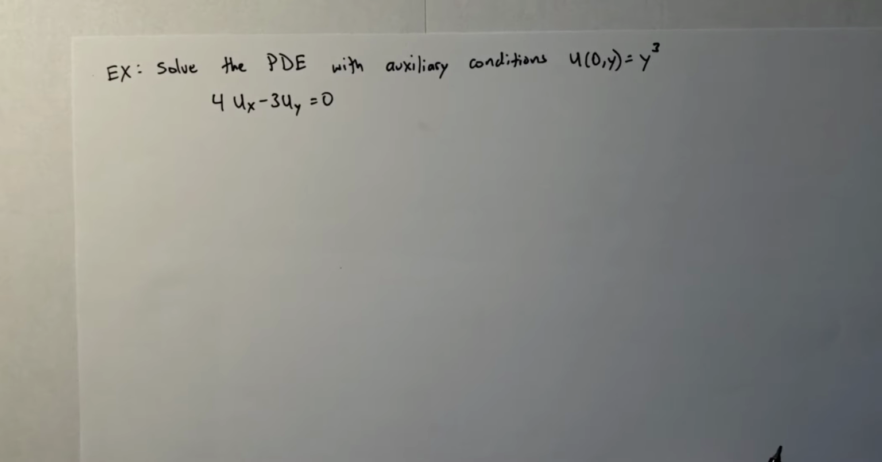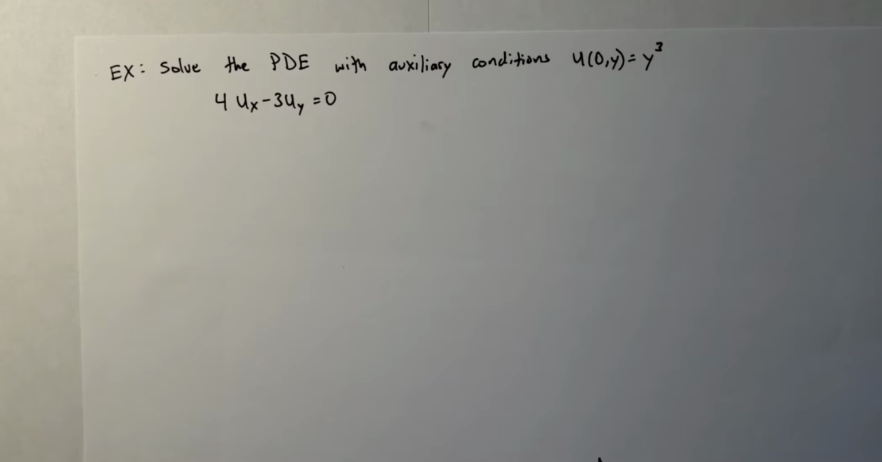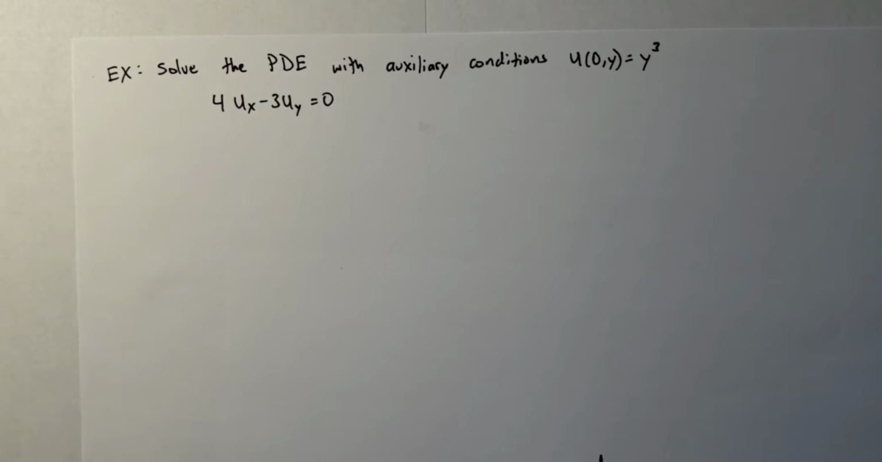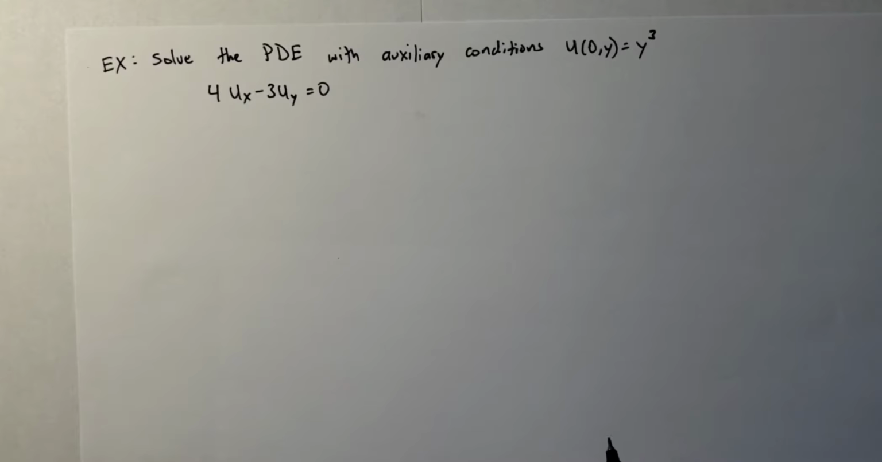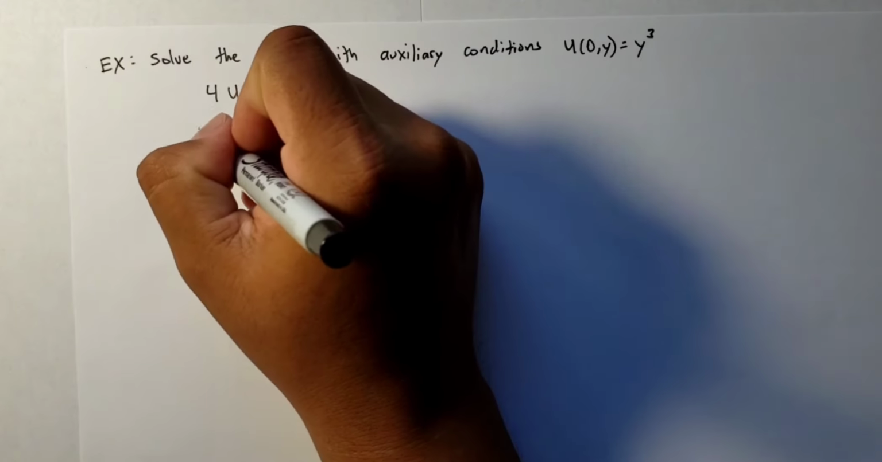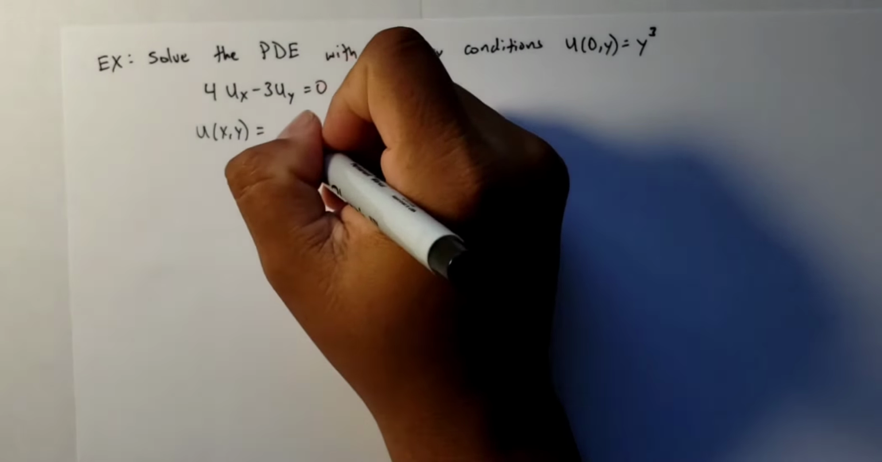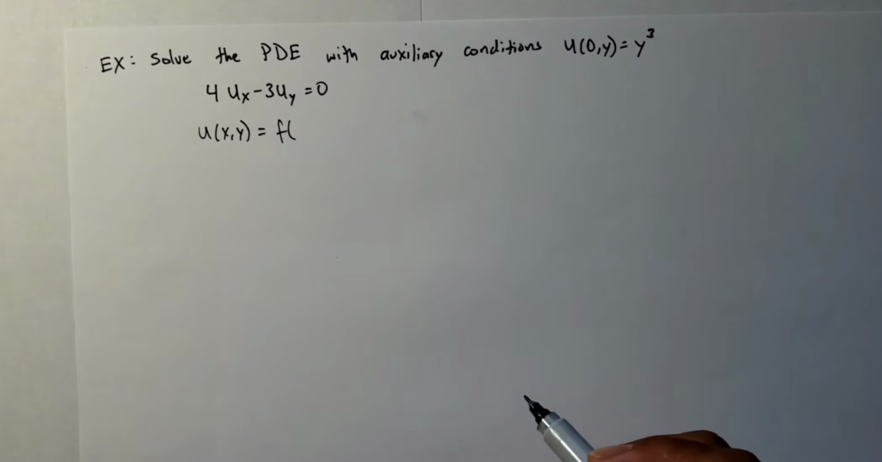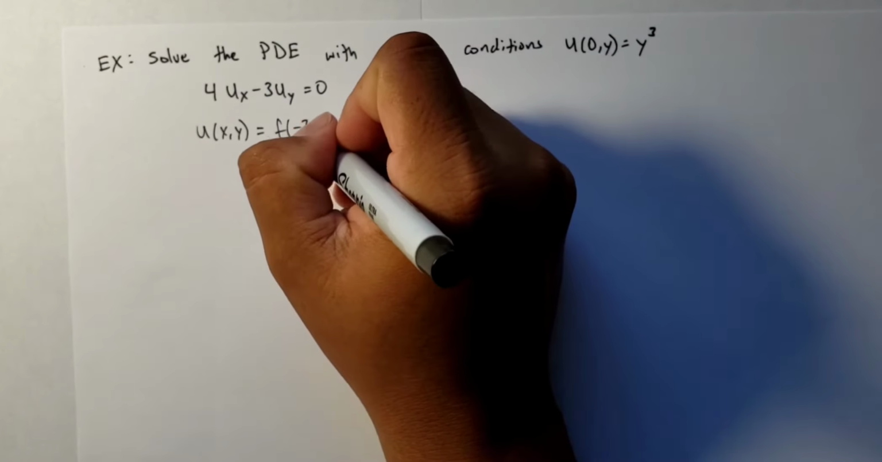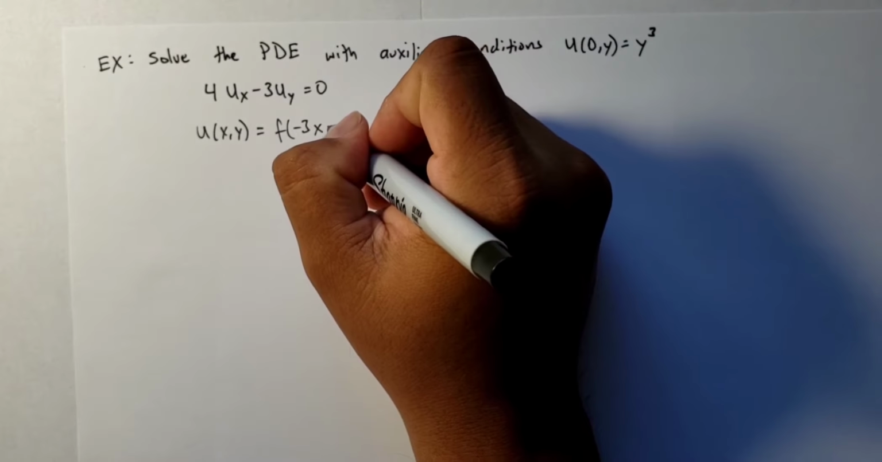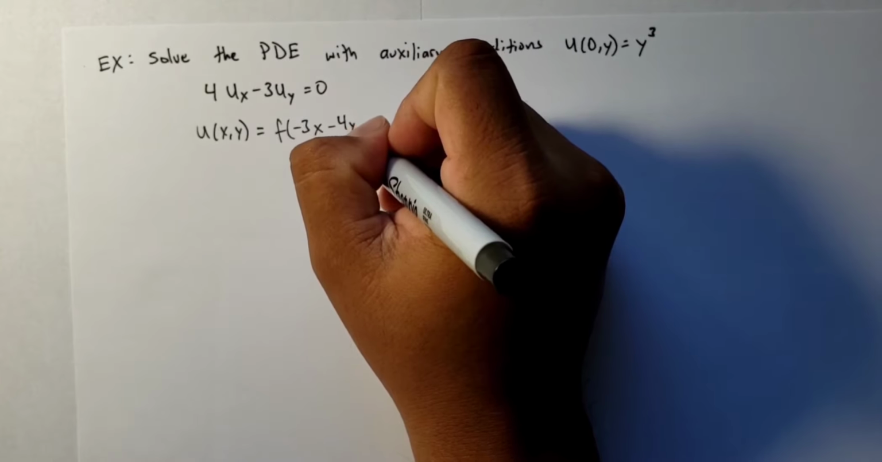Let's see, so this is a homogeneous PDE with constant coefficients. So its solution should look like the following, right? It's going to be some function of bx minus ay. So it's going to be f of negative 3x minus 4y.